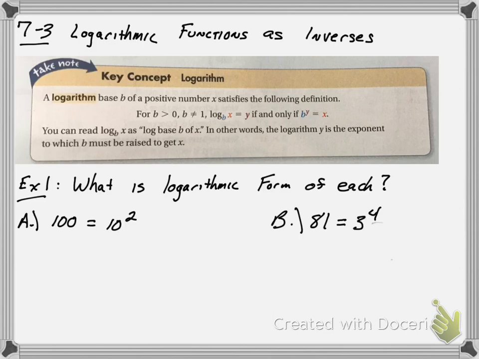What that means is with base b, I always circle the base, draw an arrow to my exponent. Logarithms always equal the exponent. That's how you do it.